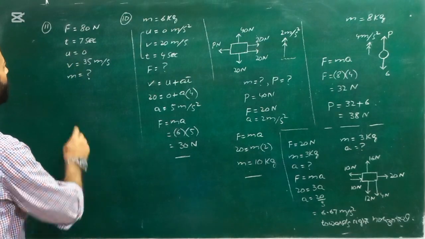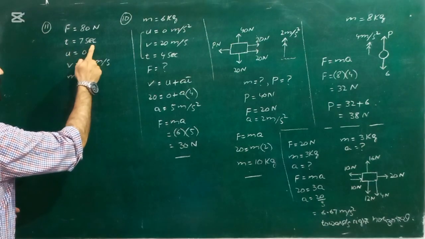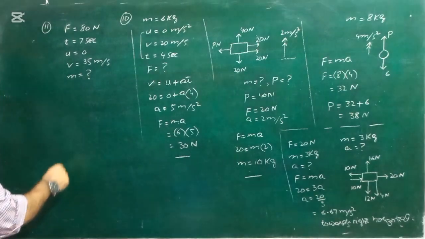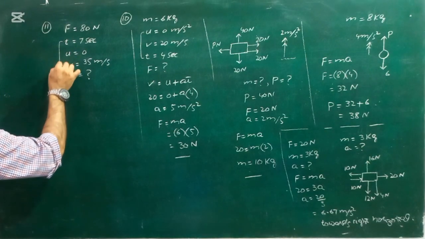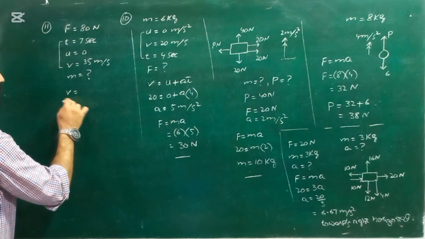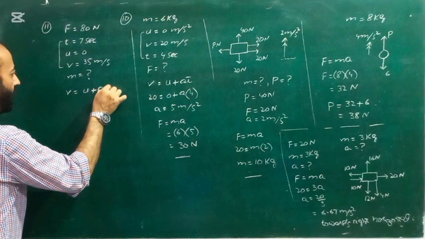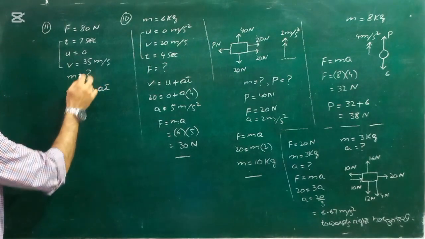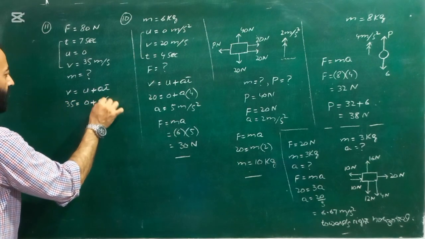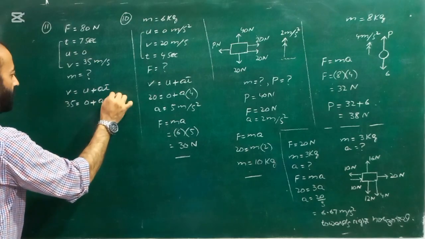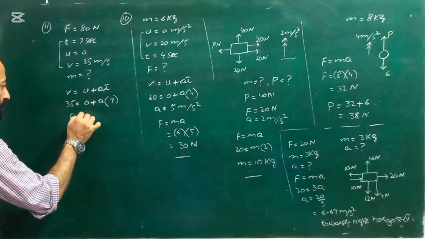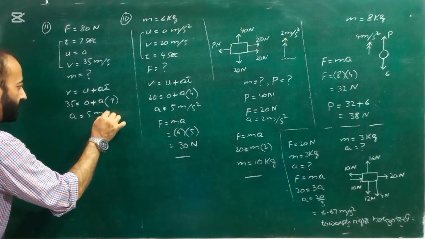Here is the data of question number 11: F is 80 Newton, time is 7 seconds, initial velocity is 0, final velocity is 35 meter per second, and m is the requirement. Again, first we will use these values to find the value of a. Here is the first equation of motion that will be used: v is equal to u plus at. Now u is 0 and v is 35, so 35 is equal to 0 plus a, and time is 7 seconds. From here, this 7 will come to the denominator of 35, so a will be equal to 5 meter per second square.